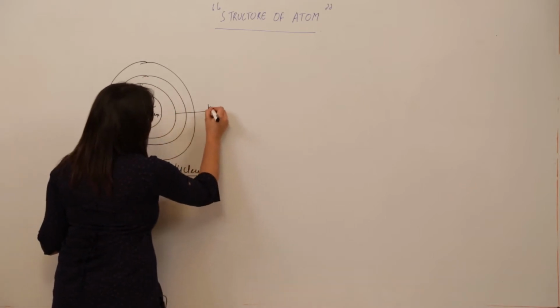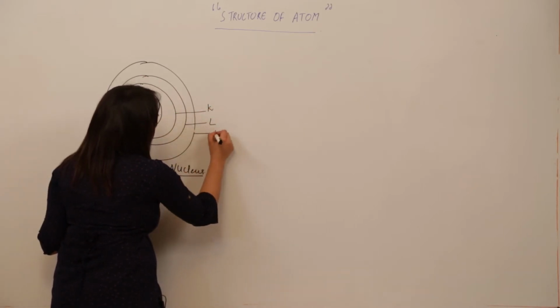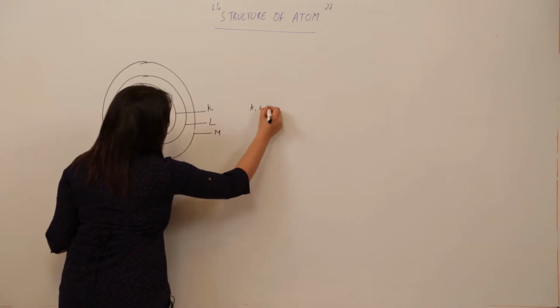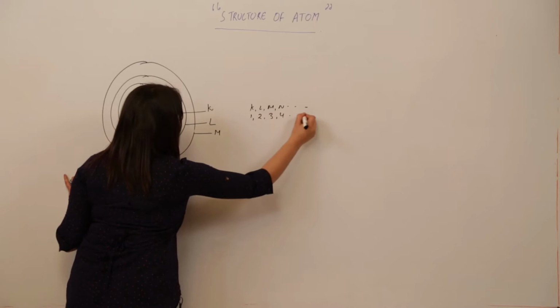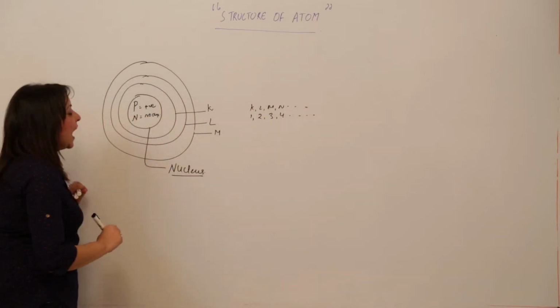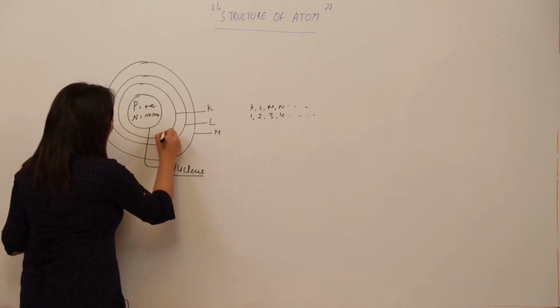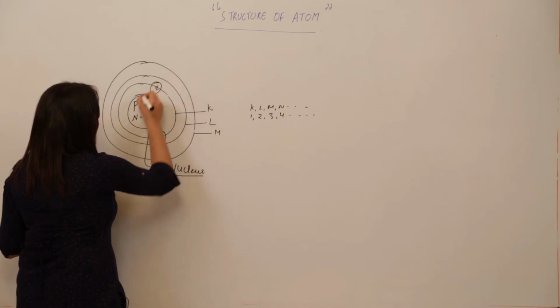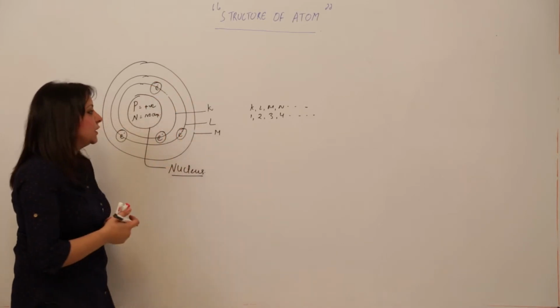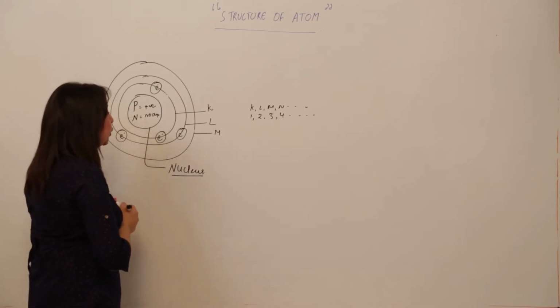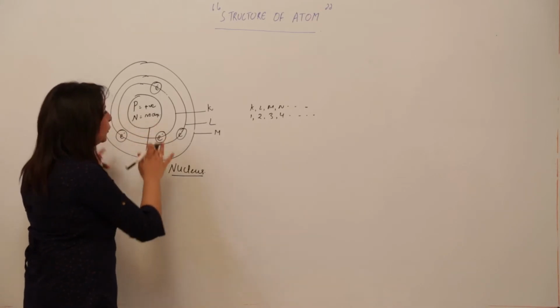are named K, L, M, N, such as, or you can write 1, 2, 3, 4 like this, and these shells contain electrons as it is postulated by the Bohr model, and these electrons are revolving in definite orbits. So this is the Bohr model.